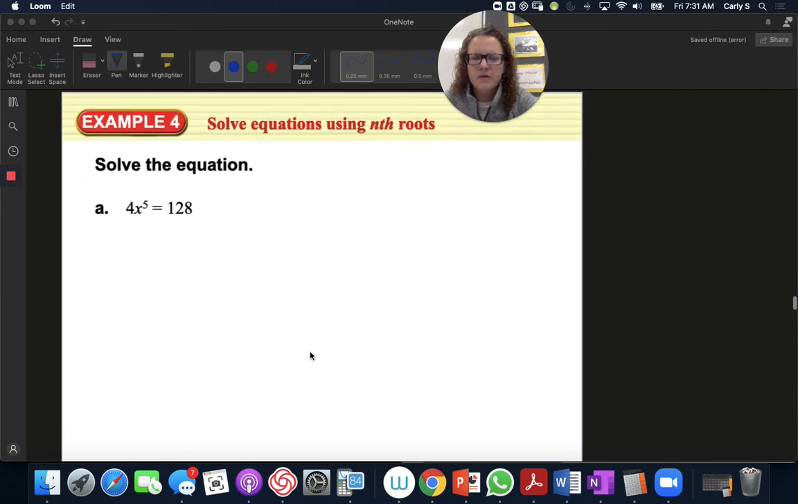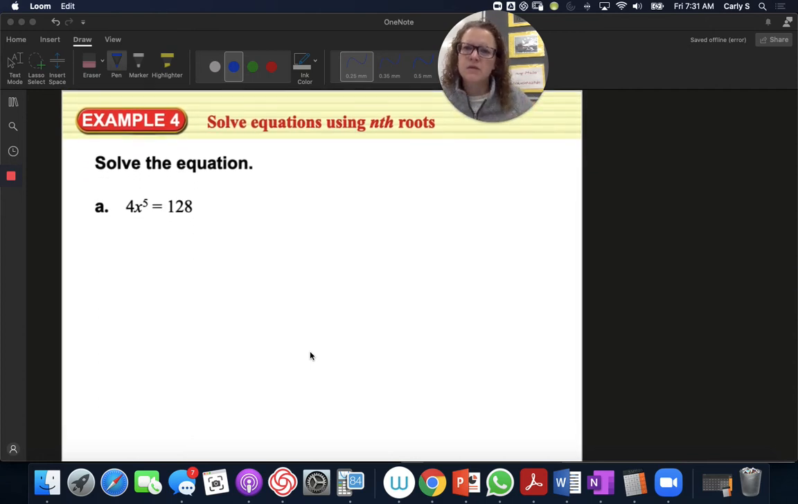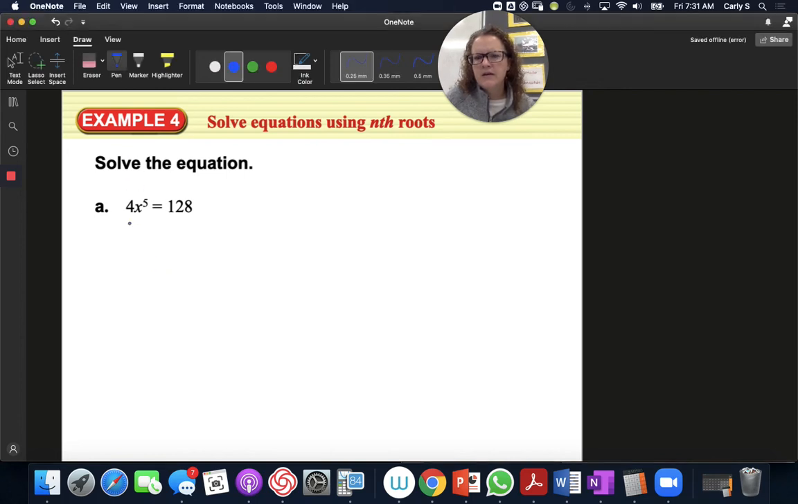All right, example 4, solving equations with nth roots. We've done this a little bit earlier on in our curriculum. We really need to isolate the variable first. So I need to isolate this, which means I need to divide both sides by 4. So I have x to the 5th equals 128 divided by 4, which is 32. Then do the opposite of the radical. I'm going to take the 5th root of both sides.